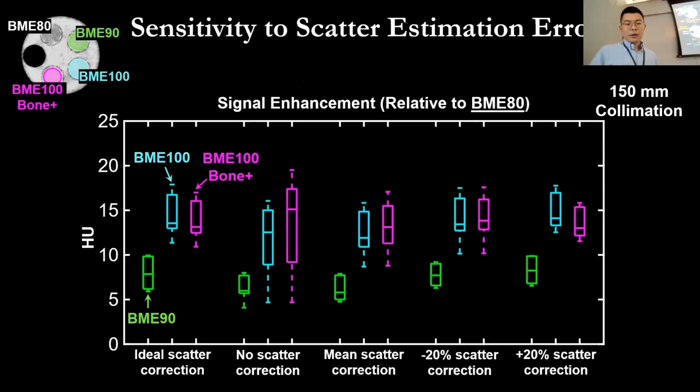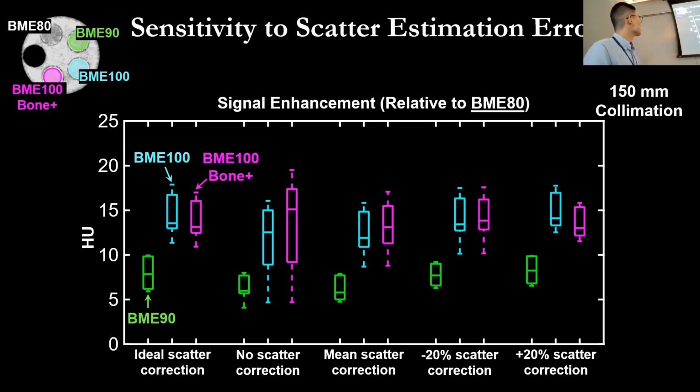We did a quick quantitative analysis for the widest collimation case that we studied, which is 15 centimeters on the detector. The metric we use is the signal enhancement, because in bone marrow edema imaging, we care more about the change of the water of edema relative to the healthy region of the trabecular bones.